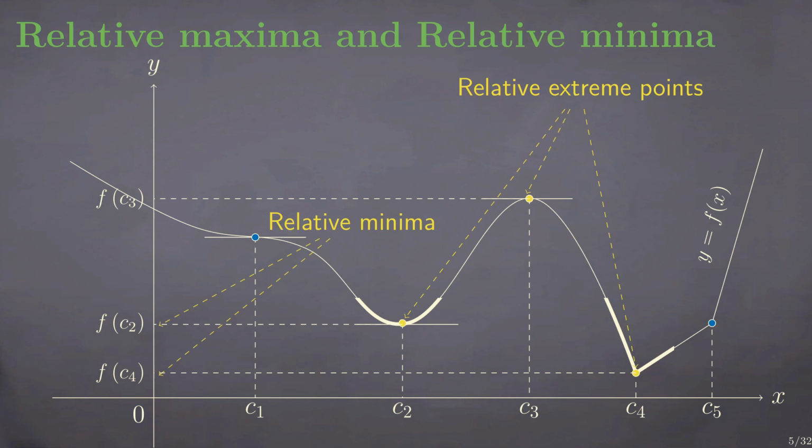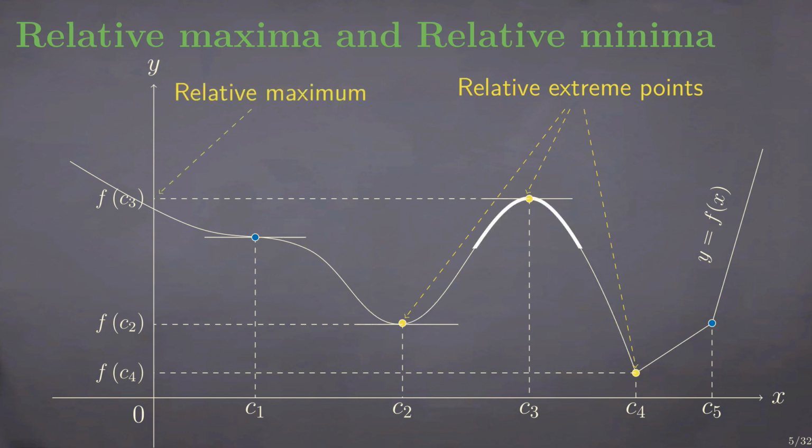And for the rest of the points, the value of f(c3) in this case is actually the greatest value of f if we consider f only on a small open interval. So for this reason we call f(c3) a relative maximum. And in this case we can easily see that f(c4) is not only a relative minimum, it's actually an absolute minimum, meaning that the value of f(c4) is the smallest value that f can get.